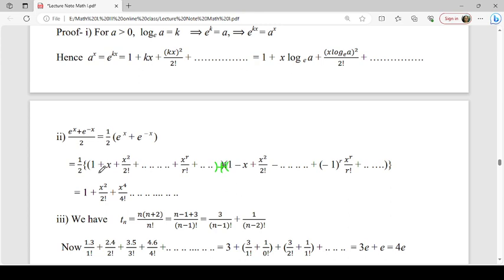So what we can conclude is, if it is subtraction, then the even powers will go and the odd powers remain. So if it is minus, then it is x plus x cube by 3 factorial plus x to the power 5 by 5 factorial, etc.